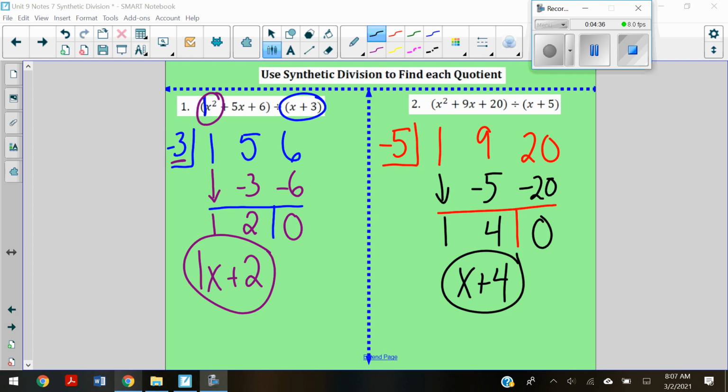Great, how did you guys do? Did you remember to put negative 5 in the box? That's typically a very common mistake, is to forget that piece. All right, let's go ahead and jump to 3.